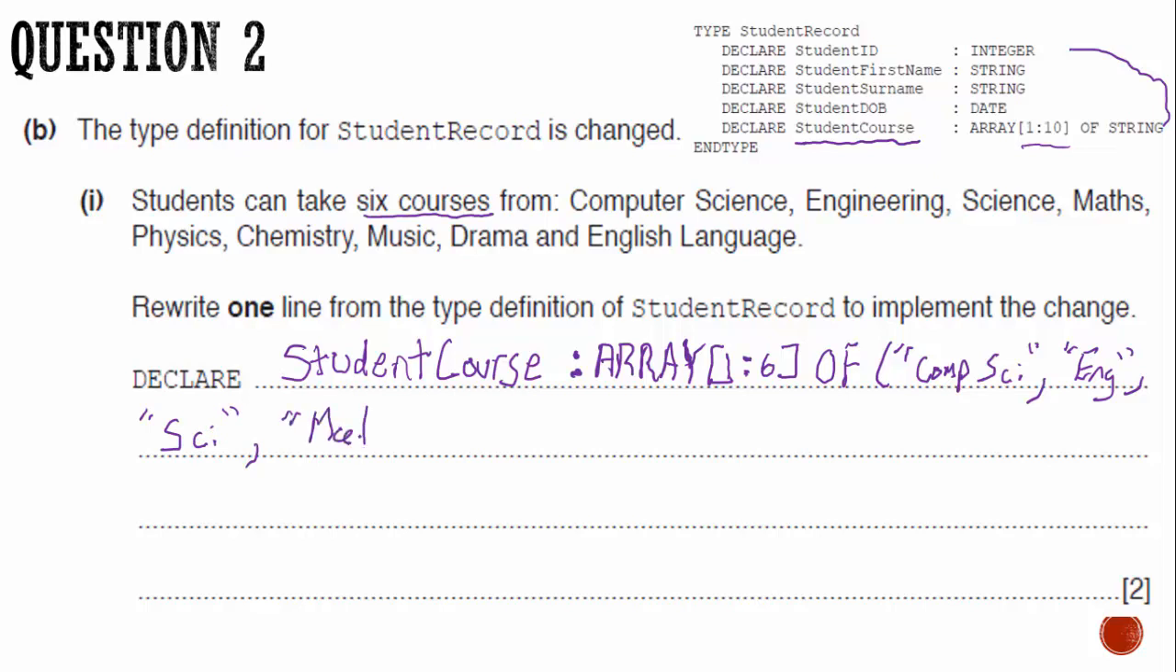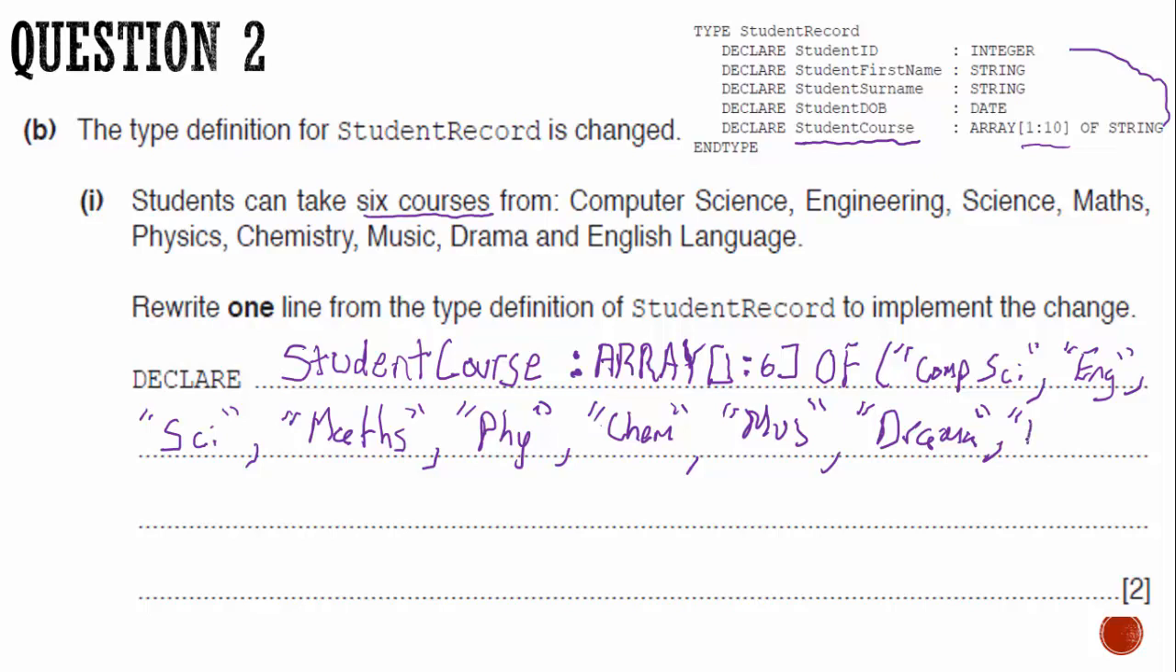The fourth one they can take is maths. That's one option. Physics. They can also take, let's see here, chem, music. They have drama. And the last one they have is English language. So we'll just put ENGL to distinguish, close my parentheses, and I'm done. Let's move on to number 3.